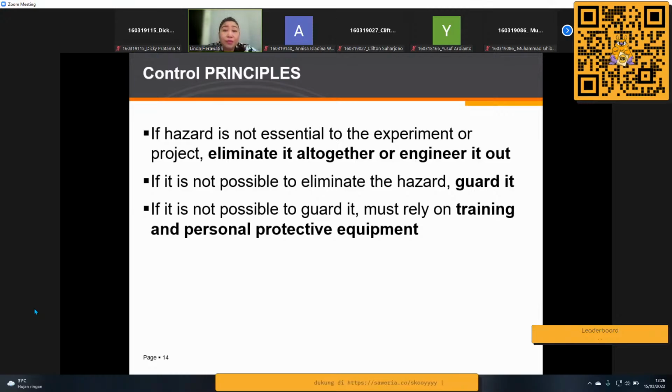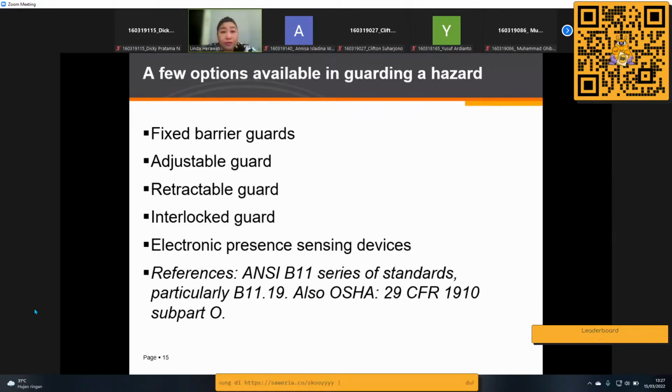We have to provide the guardian or system guard to make it become more safe. But if we cannot do the second level, then we have to prepare or provide the personal protective equipment, for example the gloves, or maybe the earplugs, or maybe the shoes, etc., that can help when something happens with the machine if it is not running well.